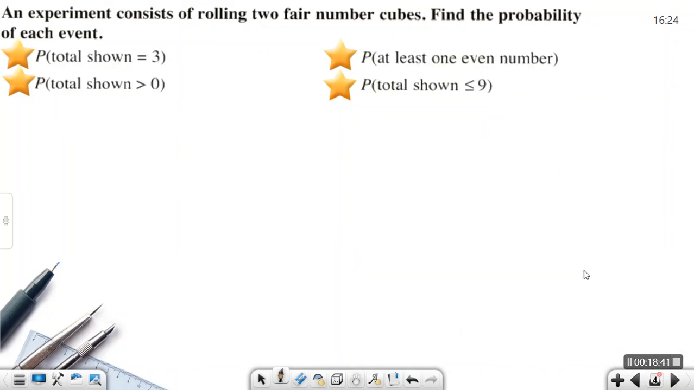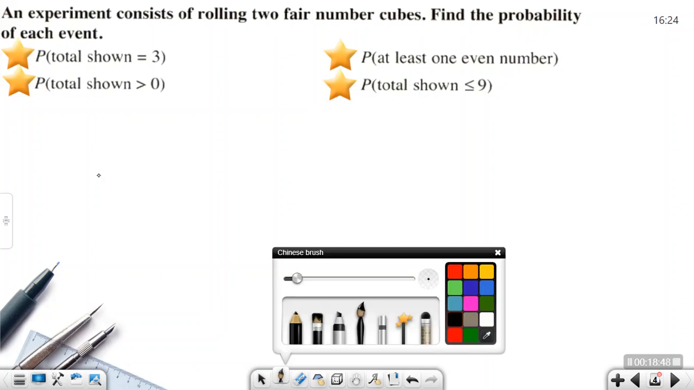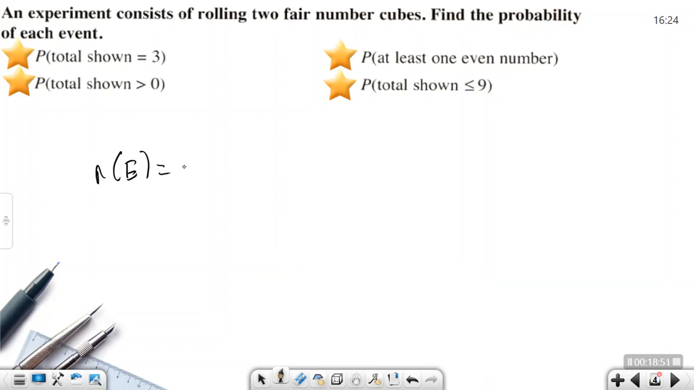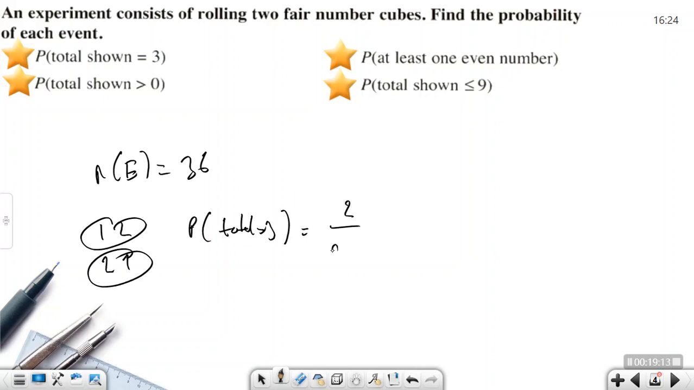Okay, let's solve some more questions. Example: an experiment consists of rolling 2 fair number cubes. When you roll 2 fair cubes, how many possible outcomes occur in the sample space? 36, 6 times 6. Total shows 3. Which elements show 3? 1, 2 and 2, 1. How many different ways? We have only 2 elements out of 36.